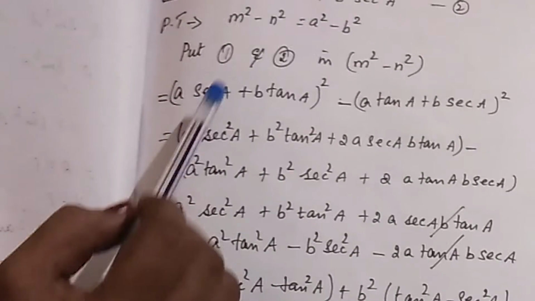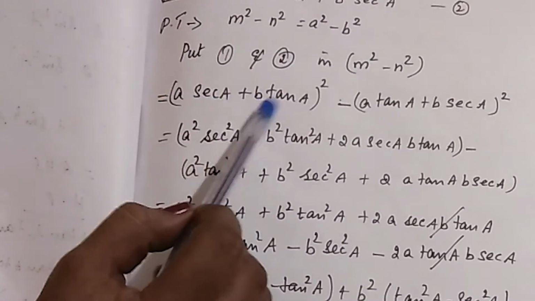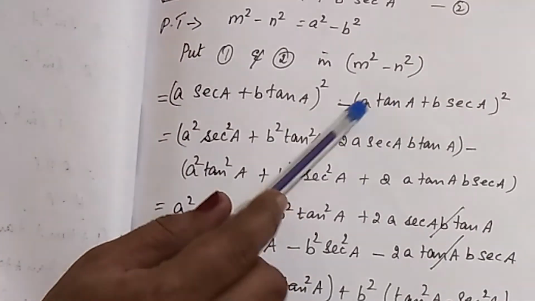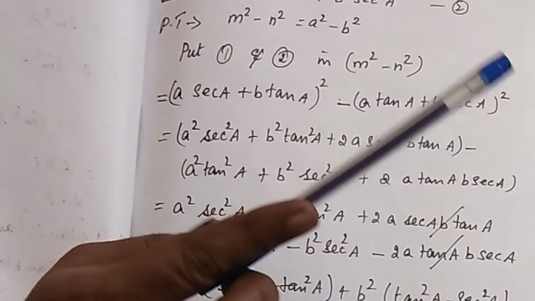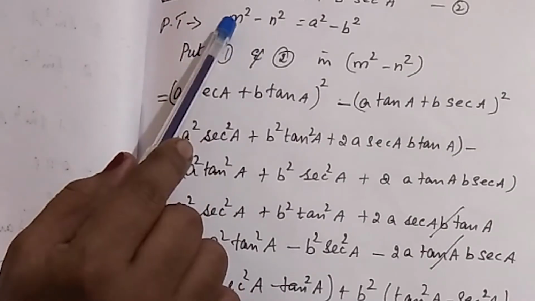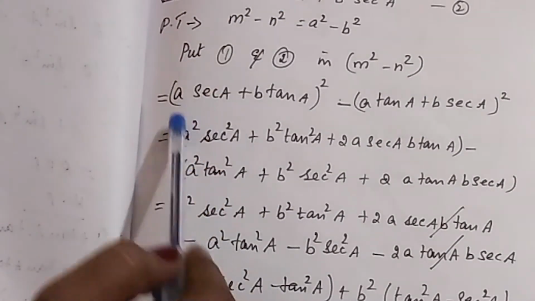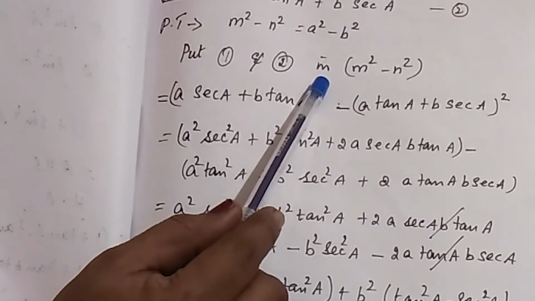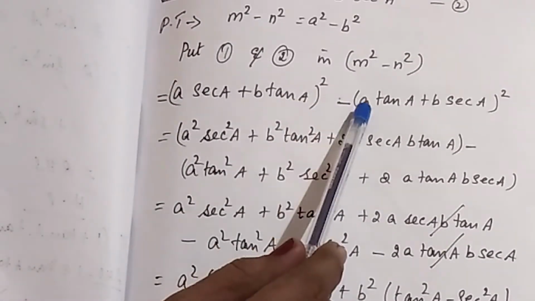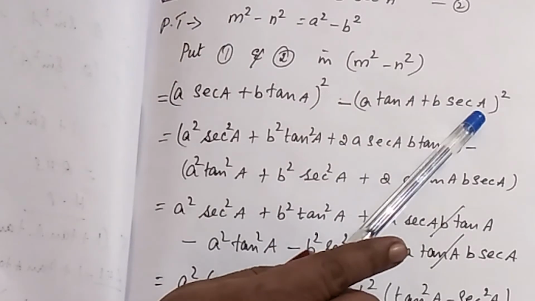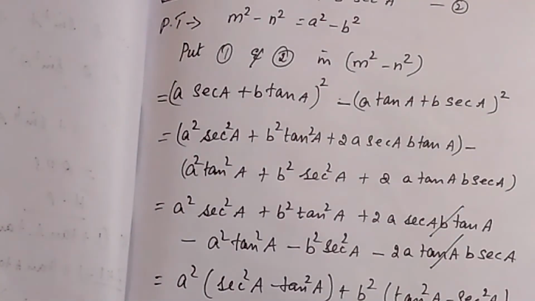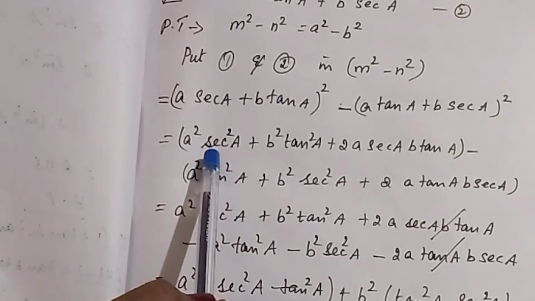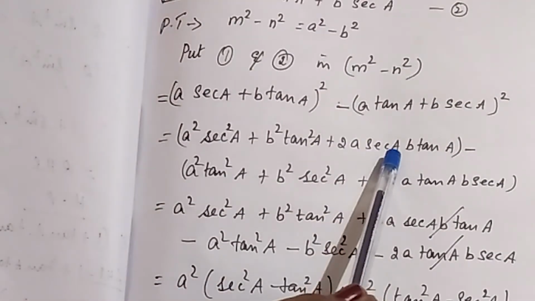You know the value of m? a secant a plus b tan a. Okay. And n, you know, a tan a plus b secant a. Now write down in the place of m square and n square. Okay. So a secant a plus b tan a whole square minus a tan a plus b secant a whole square. It is forming the identity (a plus b) whole square. So write a square plus b square plus 2ab.